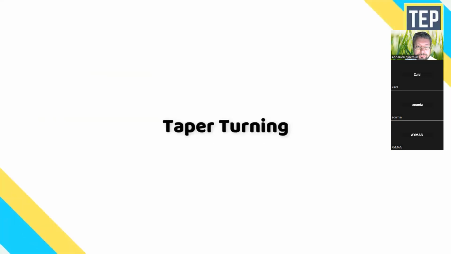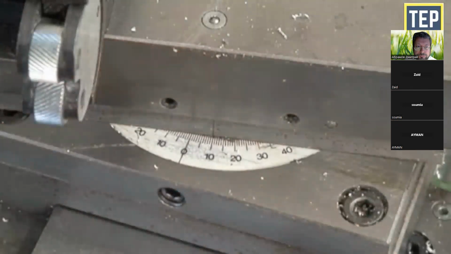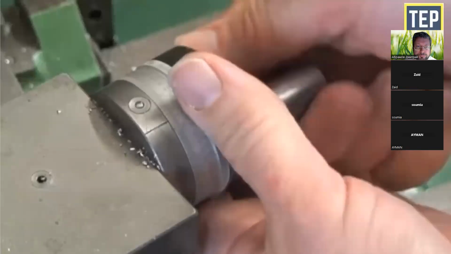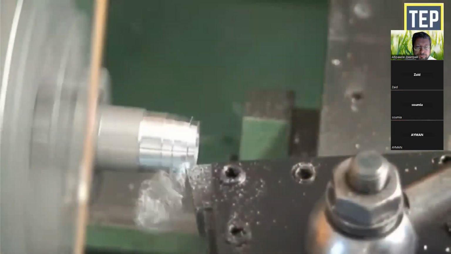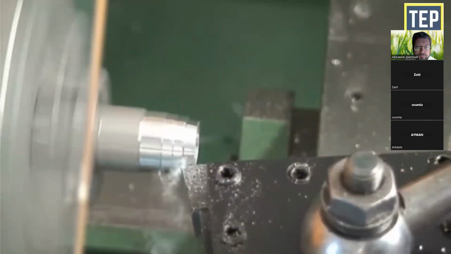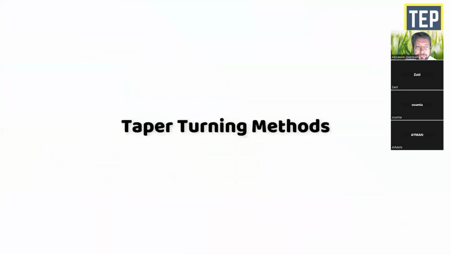Taper turning. A taper is the uniform increase or decrease in the diameter of the workpiece, measured along its length. Taper turning means to produce a conical shape by a gradual reduction in diameter from a cylindrical workpiece. There are various methods used in taper turning. They are the form tool method.